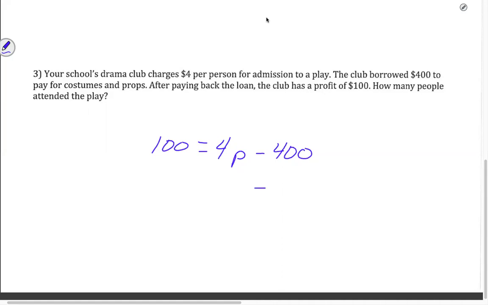Okay, very good. Let me write that down. Sandy said, if we add 400, which means they pay that off, and then they made $100 on top of that, that means they must have made actually $500. And then 500 divided by 4 is 200. I think. I don't know. Ooh, now, that's not right.